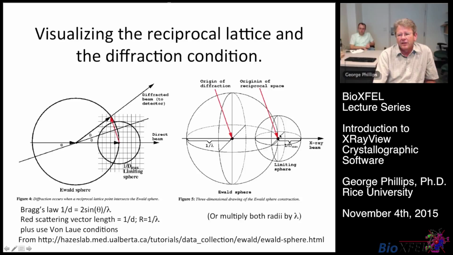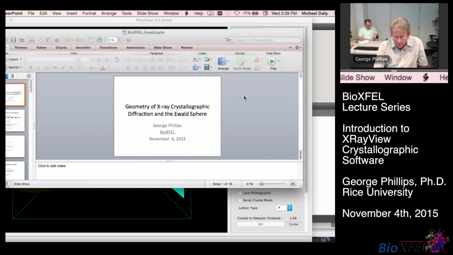And you can either scale the Ewald sphere by a factor of 1 over lambda and keep the lattice constant, or you can make the radius of the Ewald sphere 1 and scale the reciprocal lattice by a constant. So all that does is blow both of these up together. What I've done in the software, and you'll see why, is use an Ewald sphere radius of 1 and scale the reciprocal lattice by lambda. This lets me simulate Laue photographs quite conveniently as well. So let's go to the XRayView software.